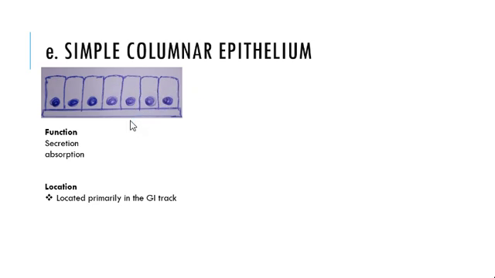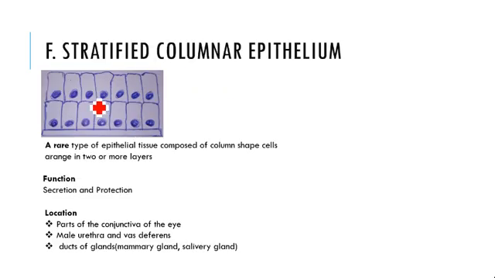Now, what about the stratified columnar epithelium? This is a type of epithelium that is not really common, but they have secretory and protective function. They are located in parts of the conjunctiva of the eye, the male urethra, the vas deferens, and also parts of the mammary glands and the sweat glands as well.